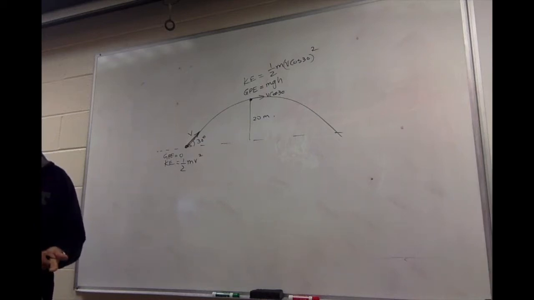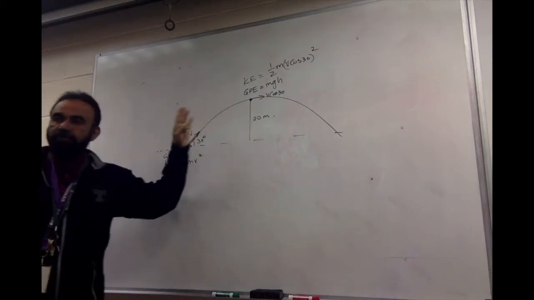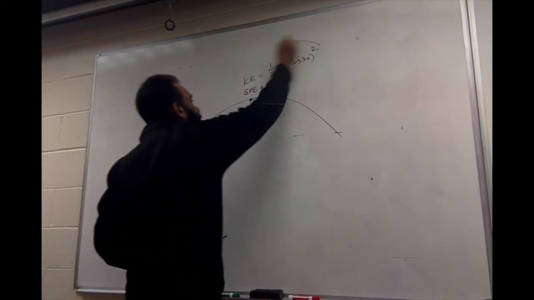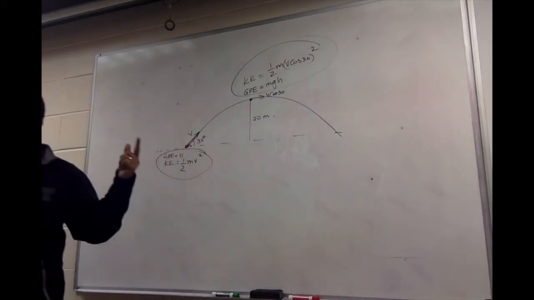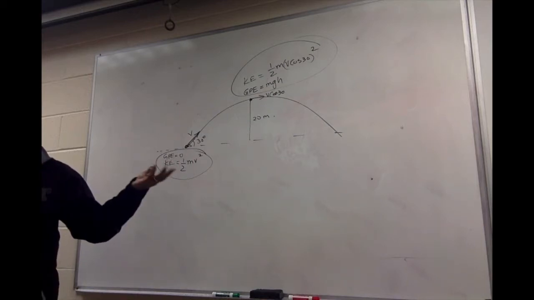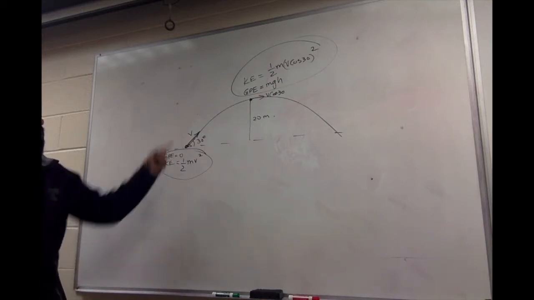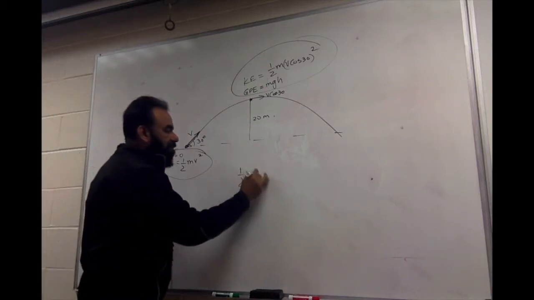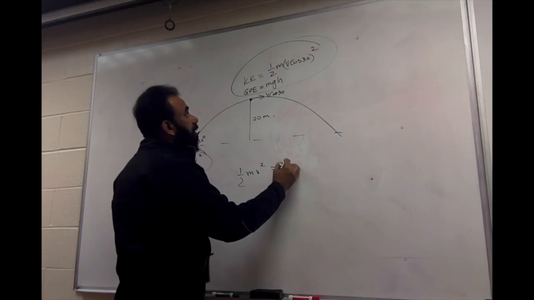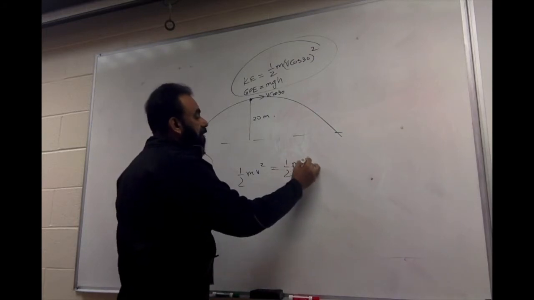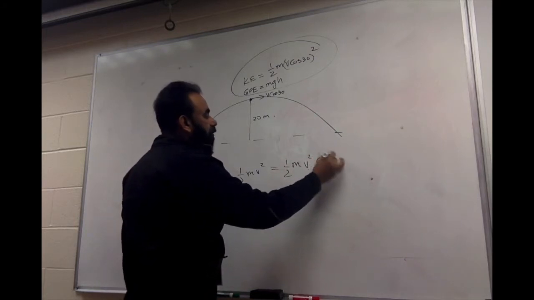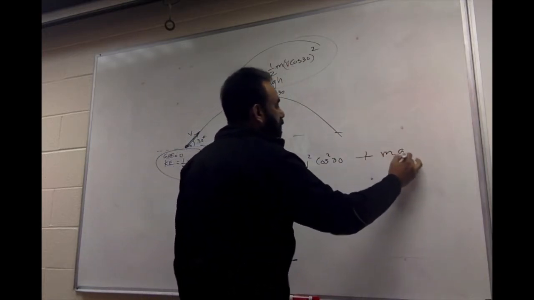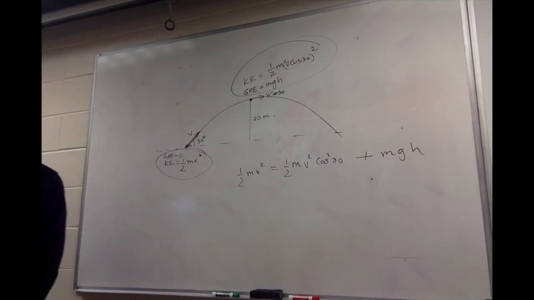Is that right? And assuming there is no friction on the football, this energy should be equal to this energy here, because energy is conserved. So all you do is just set up this equation from here to there. That's it. So half m v squared is equal to half m v squared cosine squared 30, because I'm squaring that, plus mgh. So that's our equation.